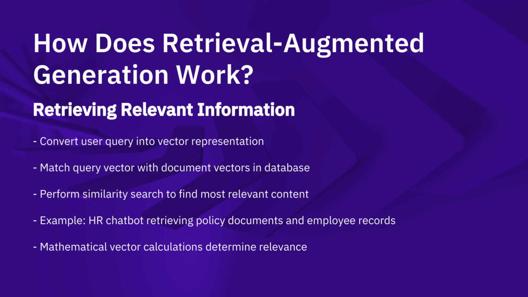Imagine a smart chatbot that answers human resource questions for an organization. If an employee asks, "How much annual leave do I have?" the system will convert this question into a vector and search for similar vectors in its database. The search will retrieve highly relevant documents. In this case, perhaps the company's annual leave policy and the specific employee's leave records. The relevance is determined through vector similarity calculations, such as cosine similarity, which measure how closely the query vector aligns with document vectors in multidimensional space. This mathematical approach to relevance ensures that the system retrieves truly pertinent information rather than just documents containing keyword matches.